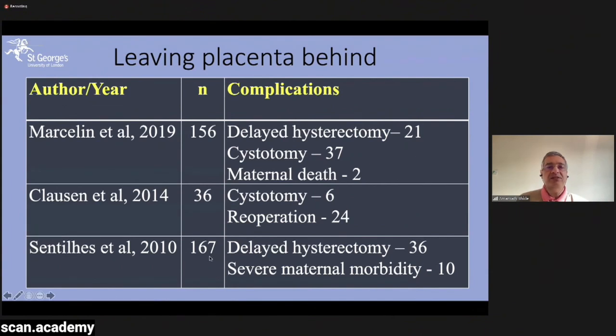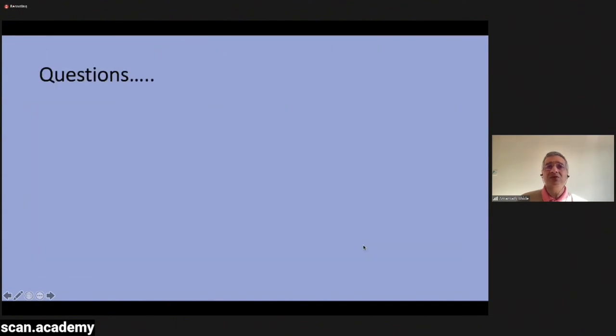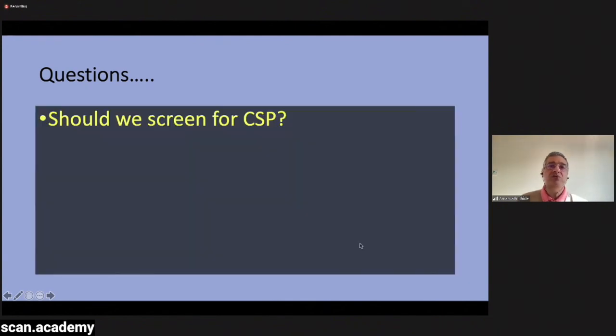Here, out of 167 cases, again, this is the French group, severe maternal morbidity was seen and delayed hysterectomy was needed in 36 of them. So at the moment, we don't know what is the best way to treat them. We know that there are several ways, but we don't have a firm answer right now. That brings us to some of the questions.